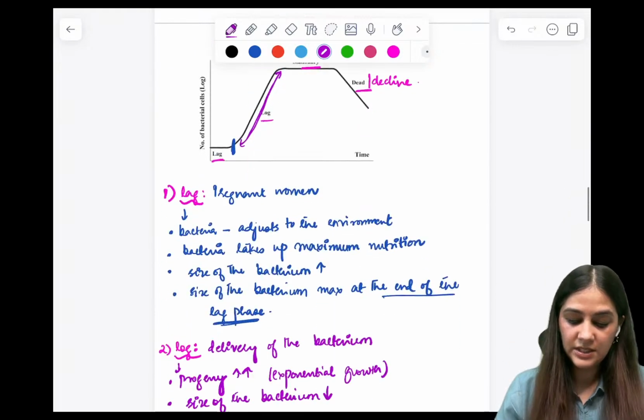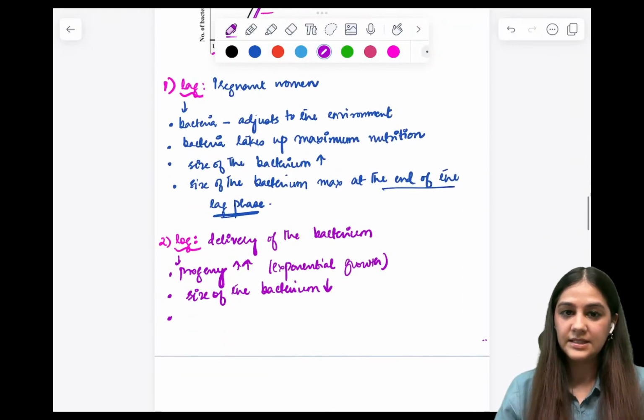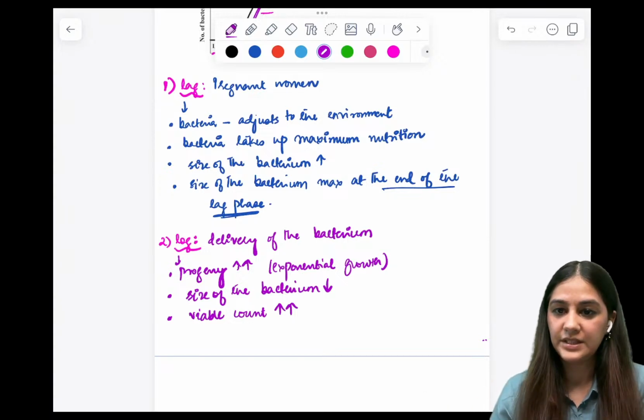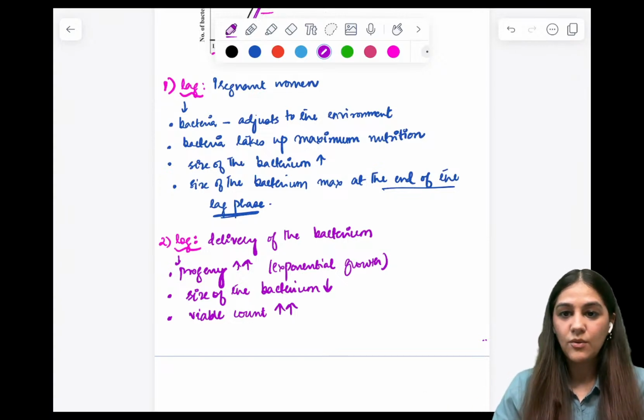So is the division increasing in the log phase? It is increasing, right? So now what is going to happen to the viable count? The viable count here is going to increase because the number of progenies are going to increase, right? So viable count is going to increase.